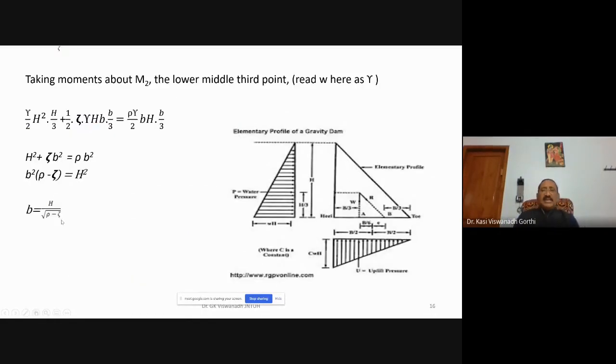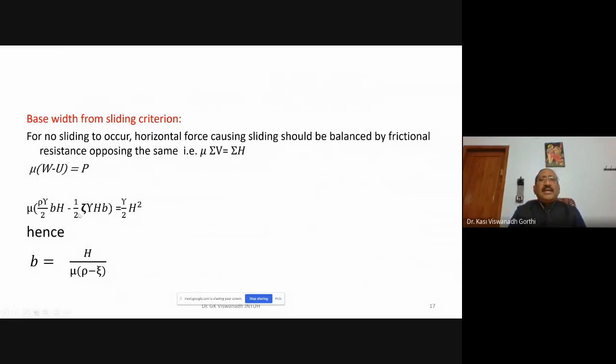What is zeta? It is the uplift intensity factor. So to be on the safer side, zeta may be assumed to be equal to 0. That means you may not be considering the uplift also. Then it will be simply h by root rho.